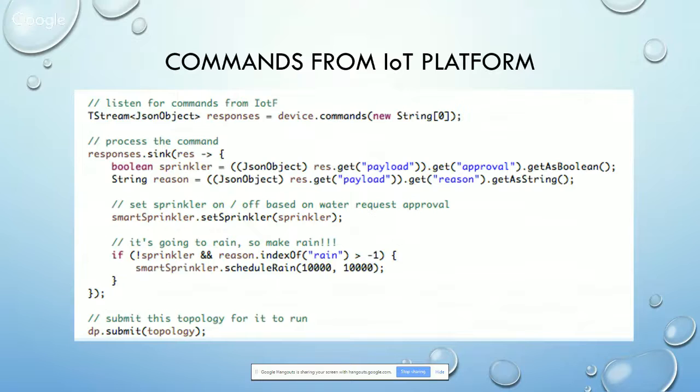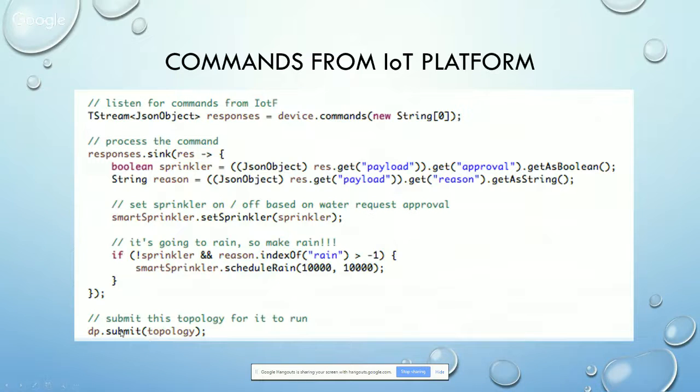And then for each response we get back, we look at the payload of the response and see if we are approved to turn on the sprinkler. And if we're not approved, what is the reason why we're not approved? And then we react accordingly. If we're approved, then we just turn the sprinkler on and off based on the response we get back. And if we are not approved, and the forecast is telling us that it's going to rain, then we call the smart sprinkler to schedule rain and make rain in the next 10 seconds.